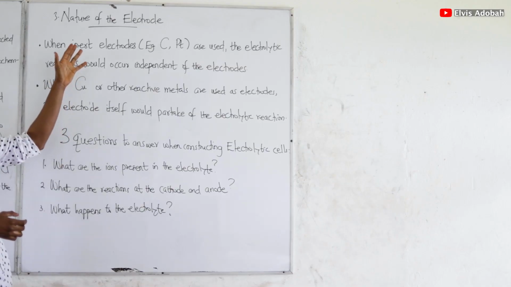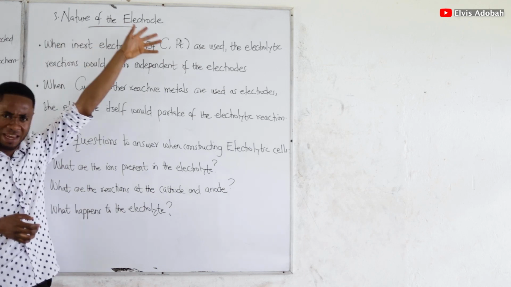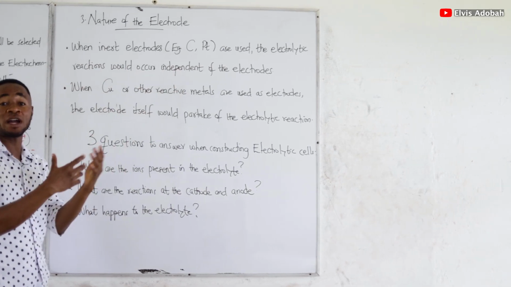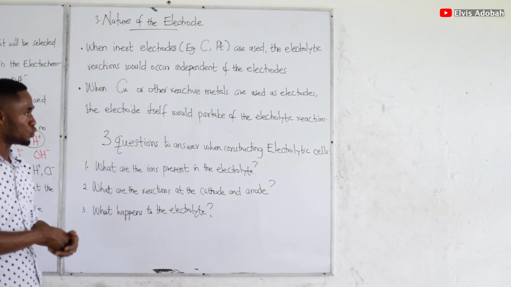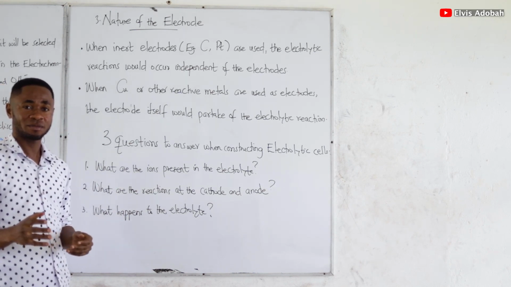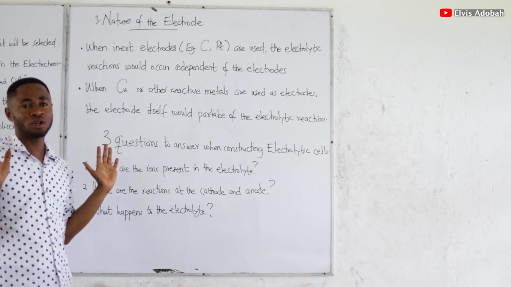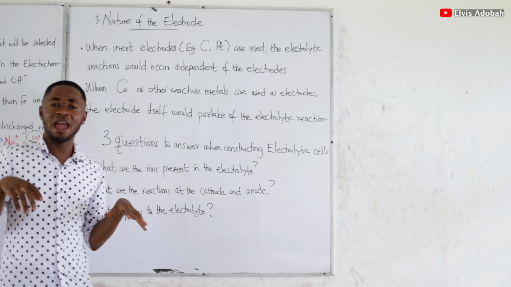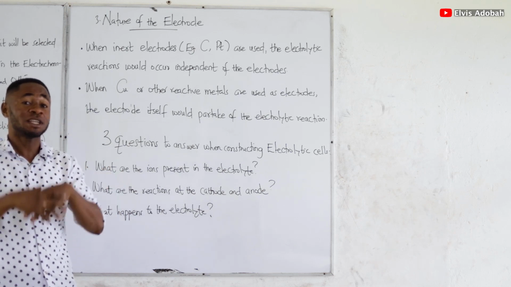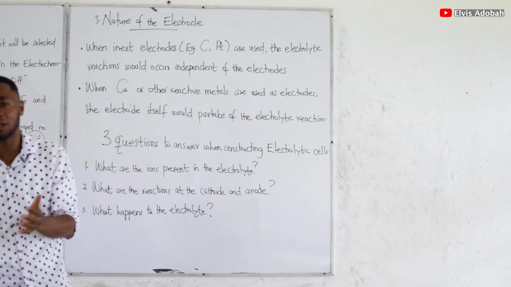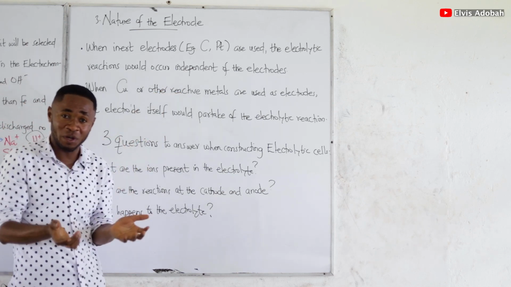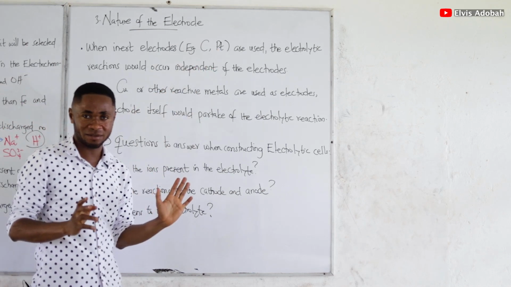With the third factor, we consider the nature of the electrode. Now, when inert electrodes, for example carbon or platinum, are used, the electrolytic reactions would occur independent of the electrode. So the electrode will serve as the entry and exit points of the electricity and the what? Electrons. Just that. Electrons will enter through one of the electrodes and leave through one of the electrodes. That is what the electrodes will be doing if they are inert.